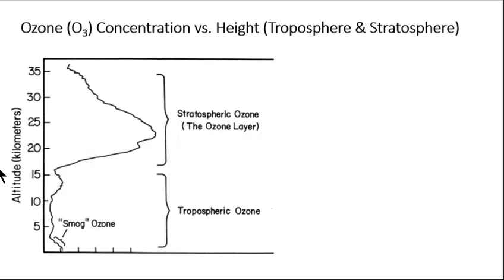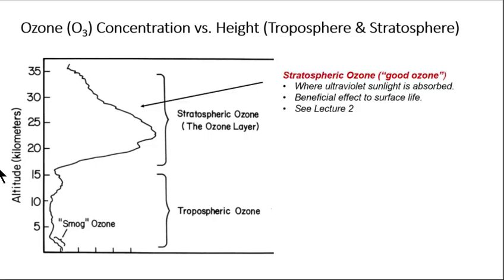To conclude this overview, it is important to understand the typical vertical profile of ozone gas in the Earth's atmosphere. We studied, earlier in Lecture 2, that ozone has a beneficial effect to life at the surface since ozone absorbs ultraviolet sunlight. This occurs in the stratosphere, roughly 20 to 50 kilometers above the surface, where ozone concentrations are highest. The stratospheric ozone layer is indicated on this graphic. Ozone in the stratosphere is often called good ozone, since it has a beneficial effect.